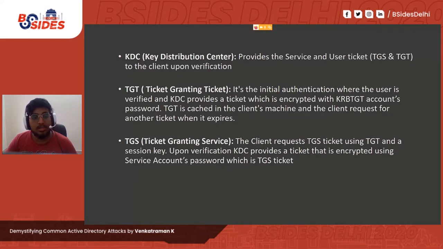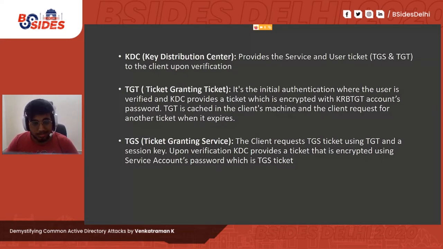And next comes Ticket Granting Ticket. It is the initial authentication where the user is verified and the KDC provides a ticket here. This ticket is encrypted using the KRBTGT account's password, which is a computer account handled by the domain controller itself. And this TGT ticket is cached in the client machine, and any request to access another service from the client machine uses this ticket, skipping the initial step of authentication. So let's now move on to the TGS ticket here. TGS stands for Ticket Granting Service.